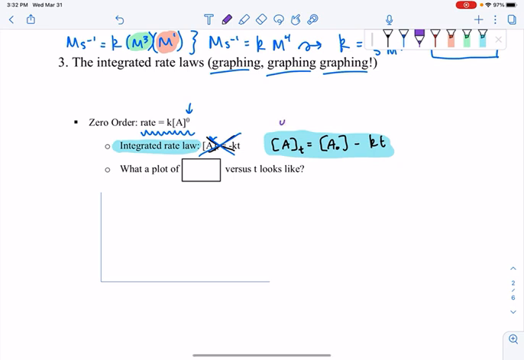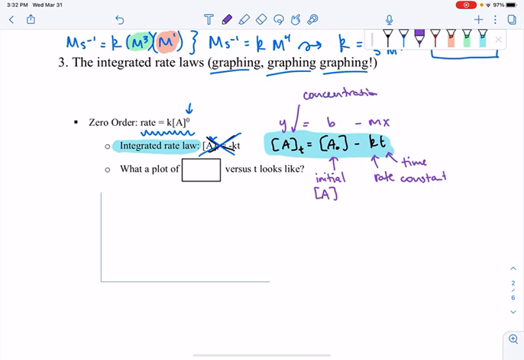Hopefully you're noticing that this looks a lot like y equals mx plus b. So this is time, this is the rate constant, this is the initial concentration of A, right? A naught is initial. And this is the concentration of A at time t. So after some amount of time, what is the concentration of A?